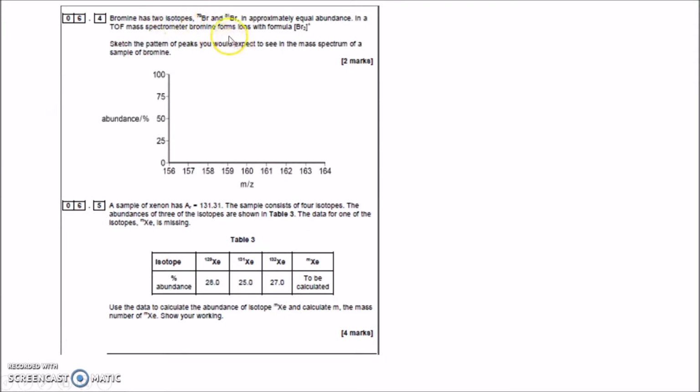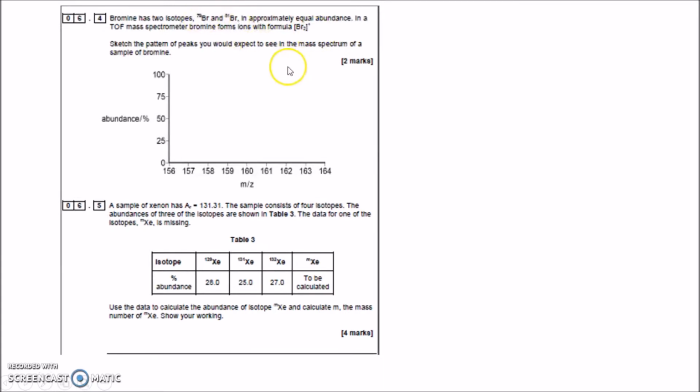Bromine has 2 isotopes, in approximately equal amounts. In a time of flight mass spectrometer, it forms ions Br2+. In other words, a Br and a Br have joined together. Yes, they become plus charged, so they've lost an electron. That's not going to change the mass. It's only going to be a negligible change in mass. An electron being removed, an electron has negligible, next to no mass.